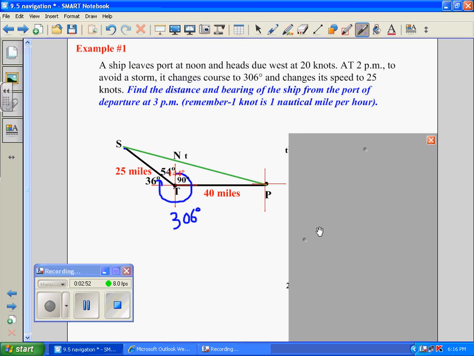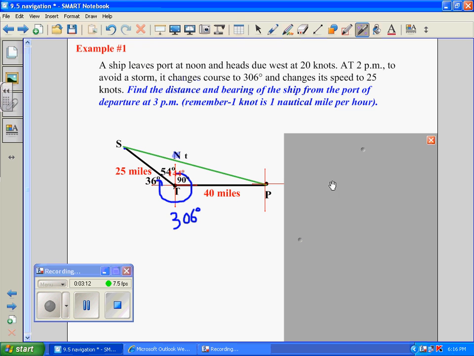And your picture should look something like this. I'm actually going to erase this 3. I can't erase the 306. And I want you to ask the question, okay, what's the distance? To prevent confusion, I'm just going to cross out this N that was originally meant to be north. But this little T is what we're trying to figure out. I want to figure out this green segment, which is from S to P.